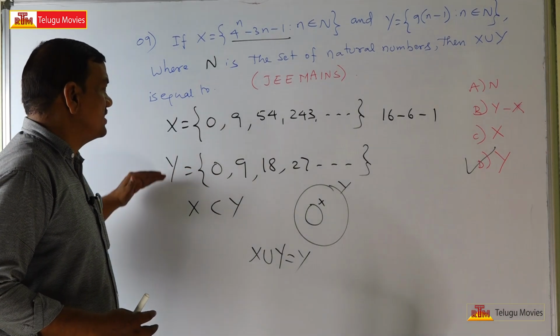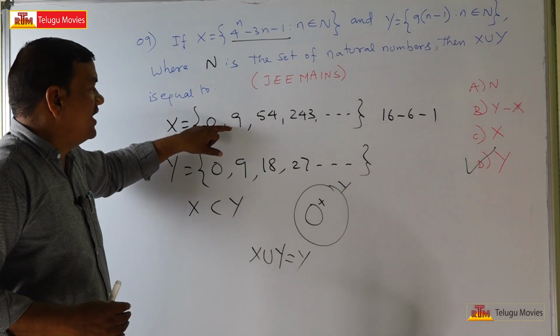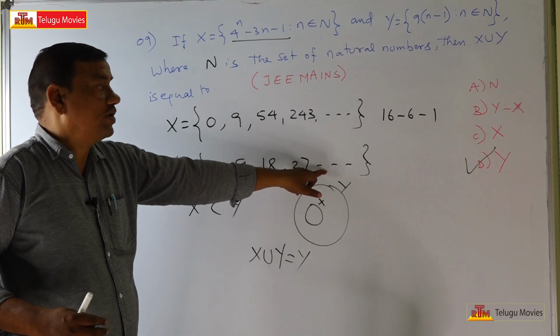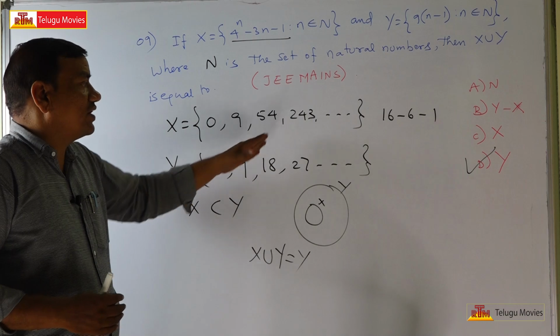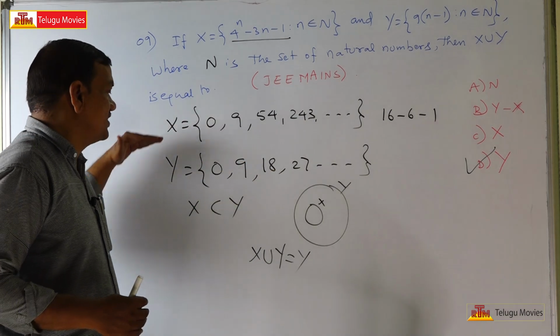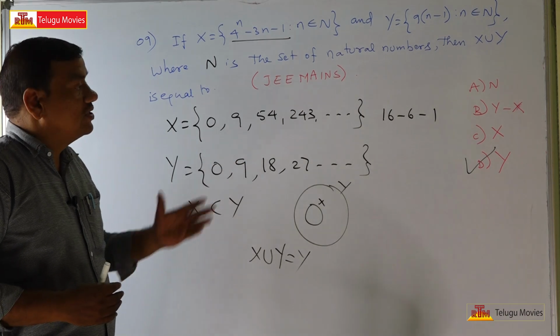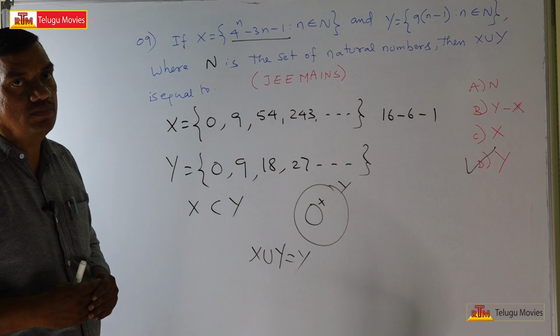Clearly x is a subset of y, because here you are getting 9 and 54 also. The next number is 54 only. You get the 9 table, you are getting the next number 54. That is x. Clearly x is a subset of y. Therefore x union y is equal to y. So I hope that you understand this solution. Let us go for the next problem.